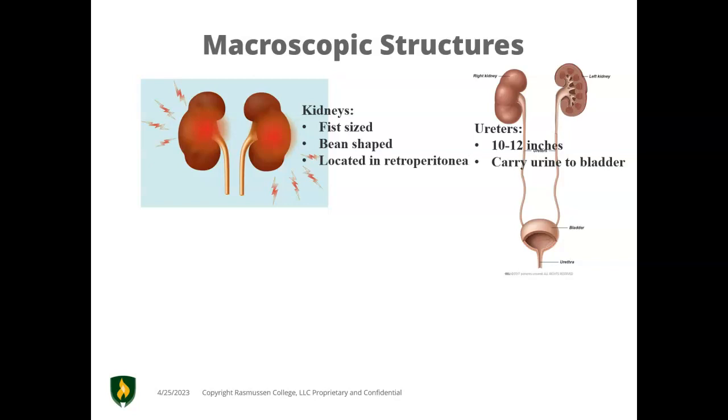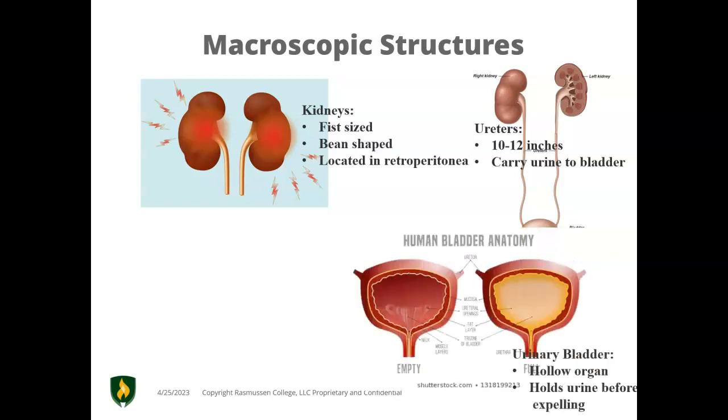The next macroscopic structure is the urinary bladder. The urinary bladder is a hollow organ, and it is located in the anterior pelvic cavity, so front lower cavity. Its whole job is to hold urine before it's been expelled, and your bladder can hold up to 500 milliliters of urine. However, you'll feel the need to actually void or go to the bathroom at about 250 to 300 milliliters. So when it's about halfway full, that's when you're going to feel it.